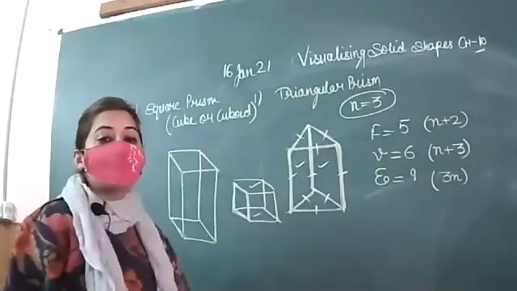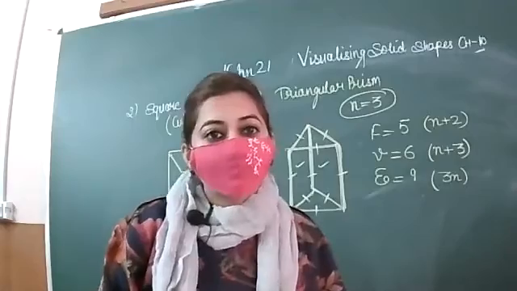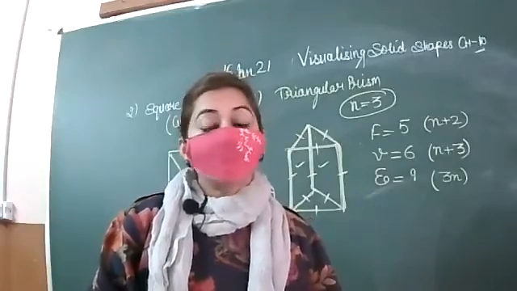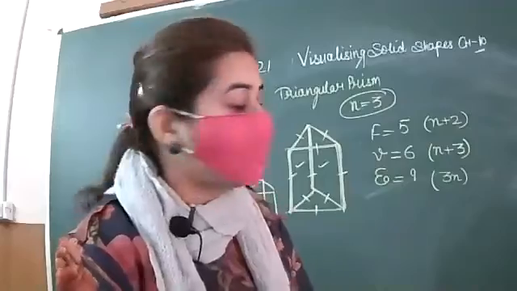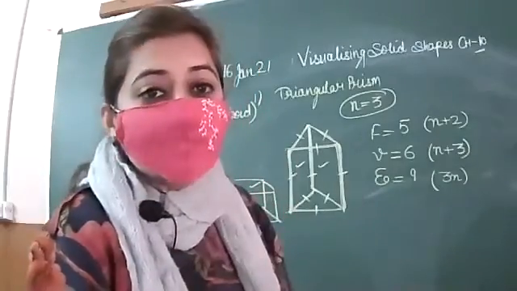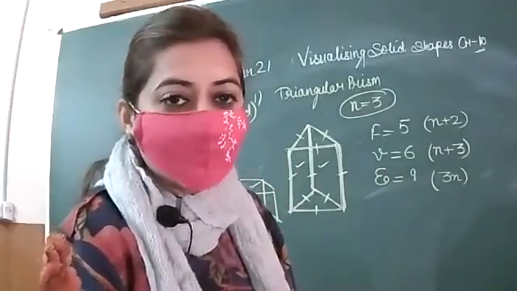ठीक है, अगर आपको भी सिर्फ ये कहे is square prism a cuboid, तो आप कहोगे no, it can be cube also. So the another name of square prism is cube or cuboid. Both can be the name.